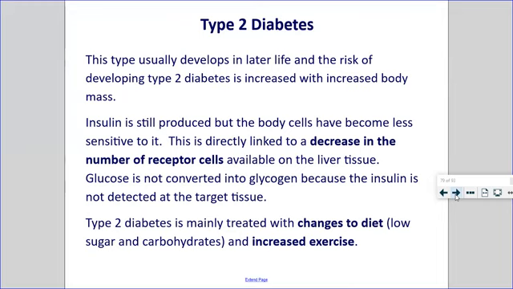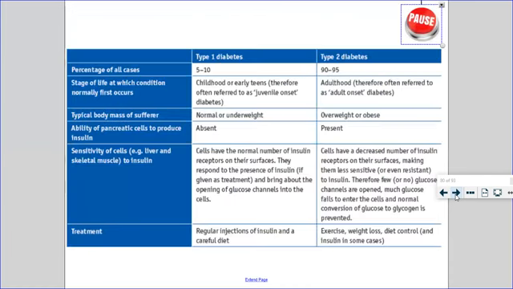This is treated differently usually to type 1 diabetes. Type 1 diabetes is normally treated by injection of insulin into the blood. Type 2 diabetes is mainly treated by diet and exercise. So again, pause the video, just a review of the differences between type 1 and type 2 diabetes.